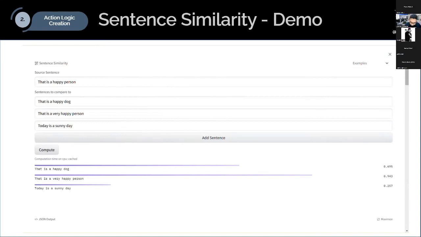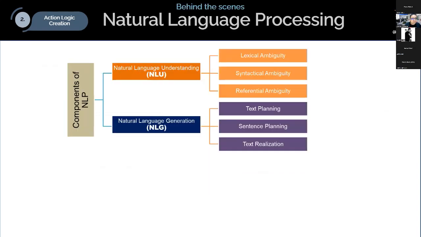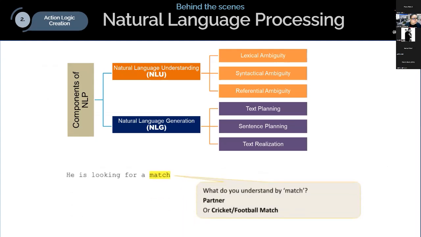easily automate. So what's happening behind the scenes is we're actually using something called natural language processing, which is natural language understanding and natural language generation. When it comes to natural language understanding, take lexical ambiguity, right? It's when words can carry different meanings. So your algorithm is trained to understand what it actually means. If you see this example, he's looking for a match, right? The match can be a partner, a match can be a cricket match, a football match. So what match is it actually?